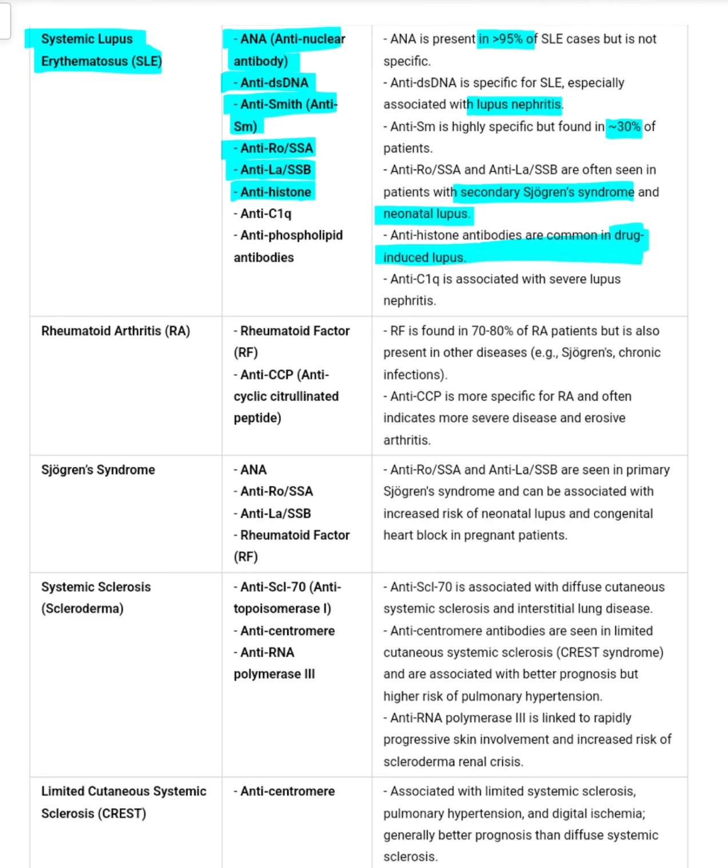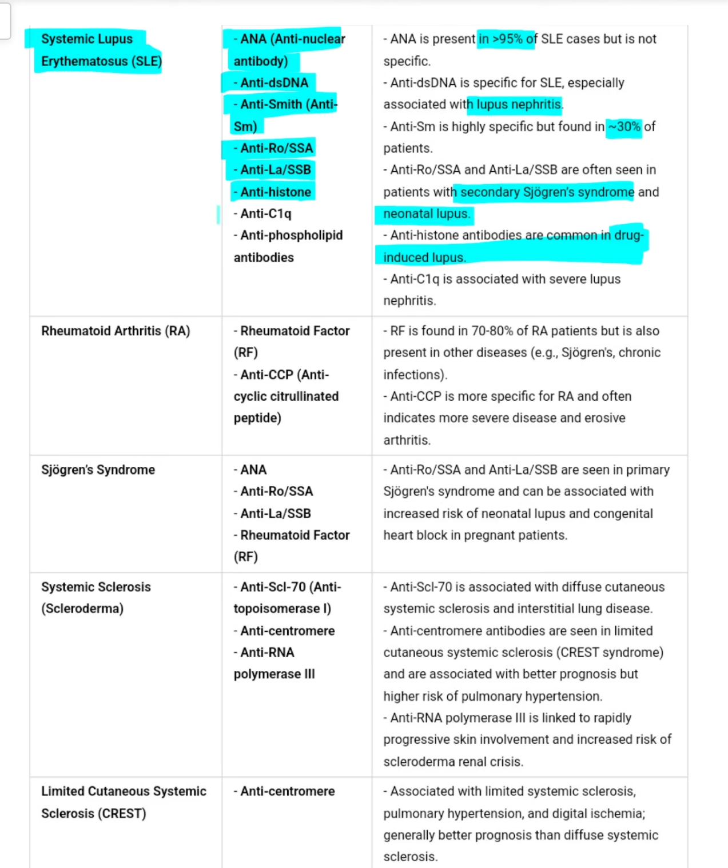What all drugs will cause it? That is SHIP drugs. S for sulfasalazine, hydralazine, I for isoniazid, P for penicillamine and procainamide. Other than that, even minocycline can cause lupus, and TNF alpha inhibitors like infliximab and chlorpromazine. So this is associated with drug-induced lupus, antihistone antibody.